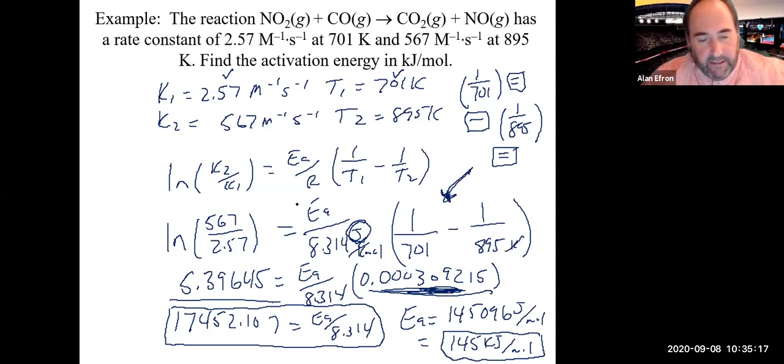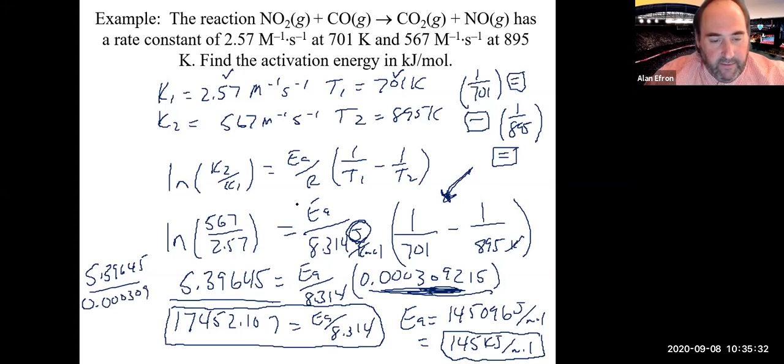So after we got that number, we divided basically 5.39645 by 0.000309, and that got us to here. Other questions on that?